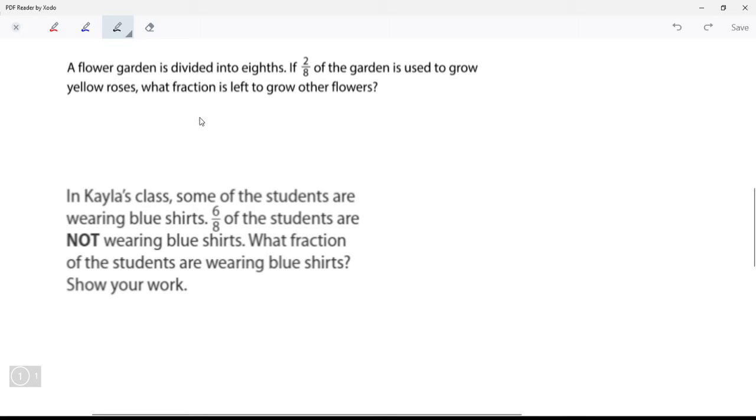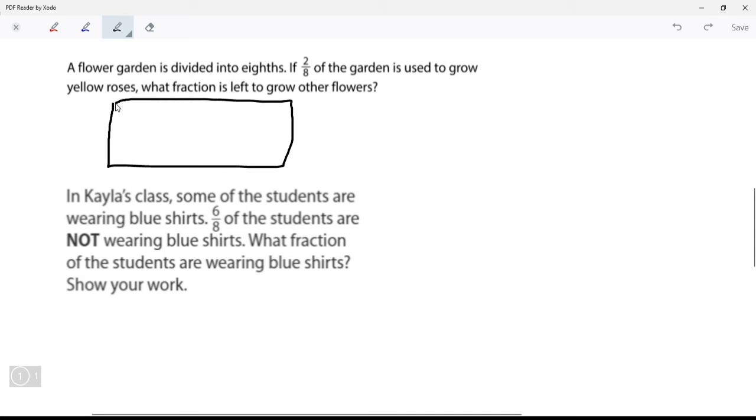Alright, today we're going to talk about a couple more word problems. So, a flower garden is divided into eighths. If 2/8 of the garden is used to grow yellow roses, what fraction is left to grow other flowers?